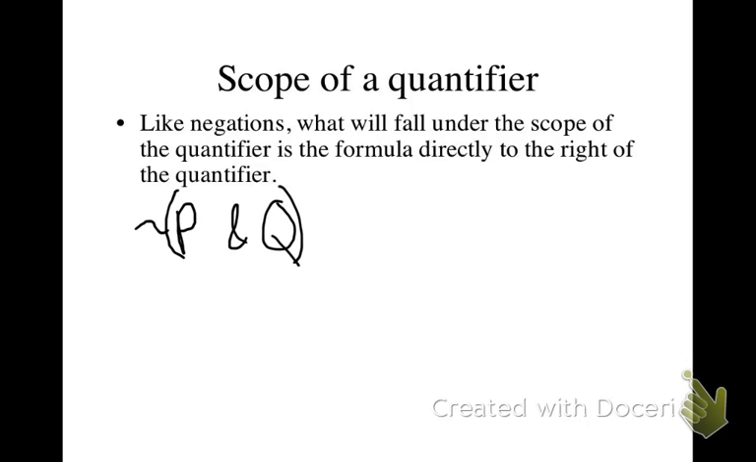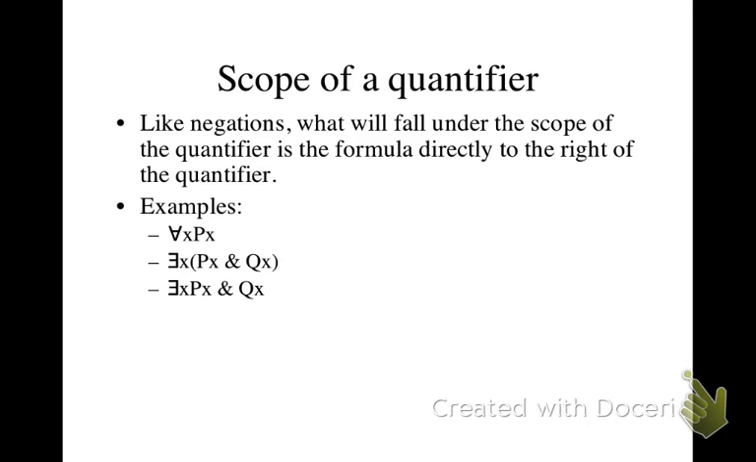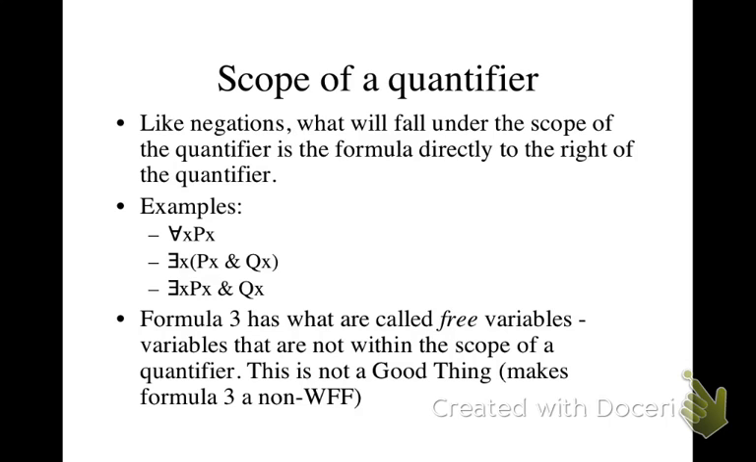So, quantifiers are going to work in a similar way. For example, consider the formula for all x, Px. Or the formula, there exists an x, parenthesis, Px and Qx. And finally, there exists an x, Px and Qx. So formula 3 has what are called free variables. Variables that are not within the scope of a quantifier.